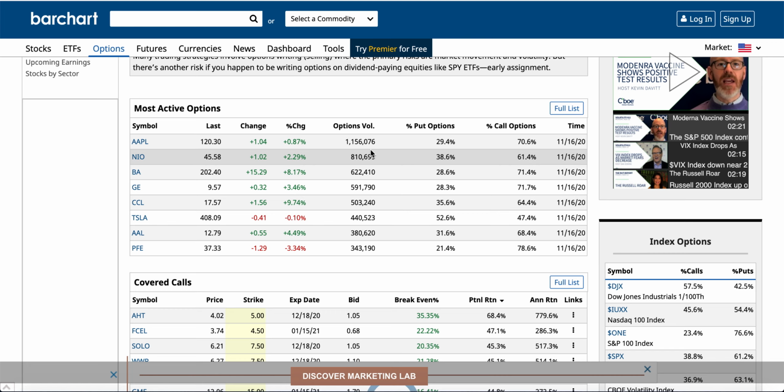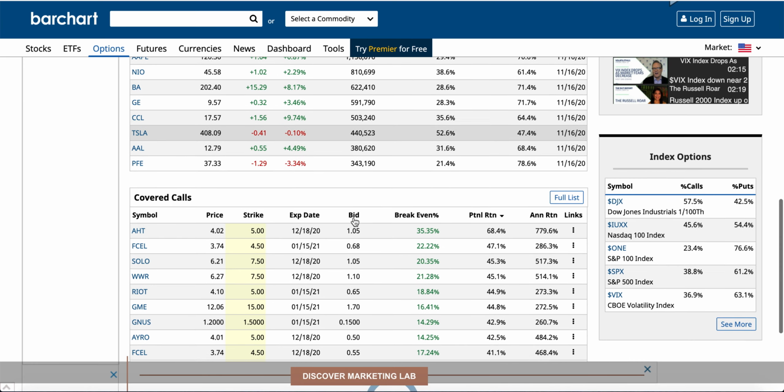If you want to look at the option volume for today, Apple had a million in options. That's huge, right? Second is Neo. If you want to day trade too, it's a good idea to look at the volume, right? It's easier to get in and get out. If you look at CCL and AAL, a lot of volume around the airlines, just because we have the Pfizer news today. And look at Tesla, 408. Wow, Tesla got quite a volume actually. I guess people knew about the news.